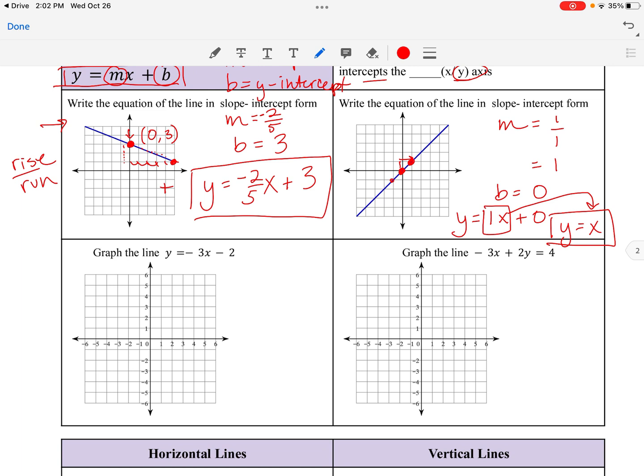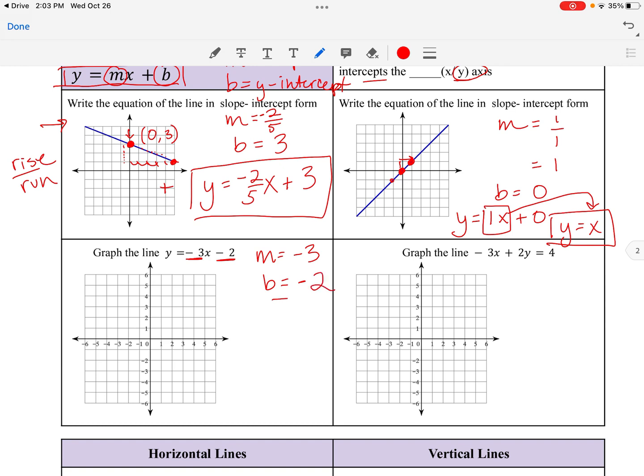We're actually going to graph it now. So starting with the slope-intercept form, how do we graph it? Well, let's first identify the slope. It's the coefficient of the x in the equation. So the slope equals negative 3. And the y-intercept, in this case it's minus 2, so the y-intercept is going to be negative 2.